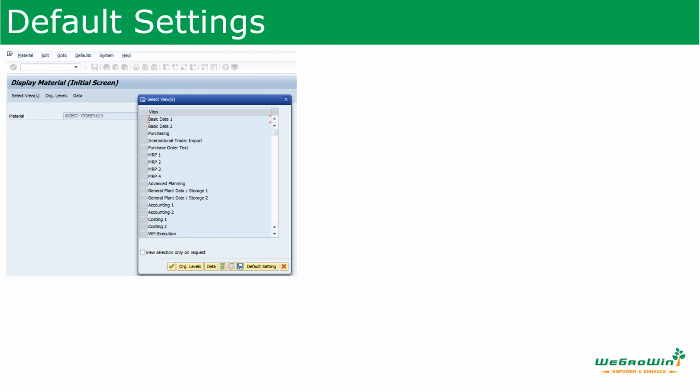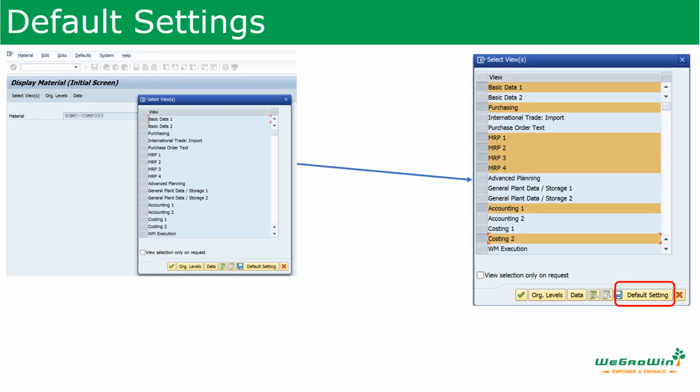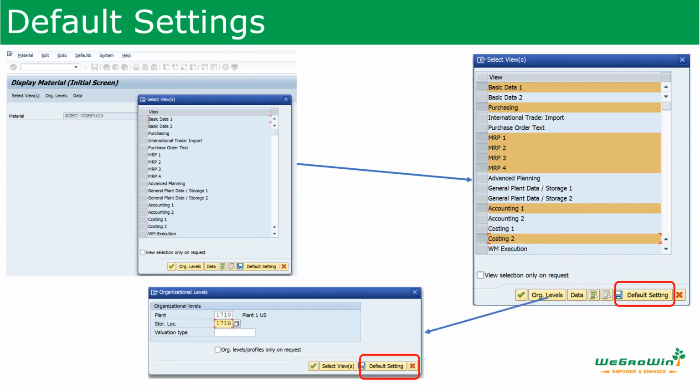For example, when I go to the Material Master showing all the possible views, I select all these views and press on save default values. Similarly, when I click on organization data, because I'm working on a plant and I'm always going to use the same plant number, why should I enter it again and again? So enter that plant and save it. When I save this, default settings will be saved, so you don't need to enter them again and again.